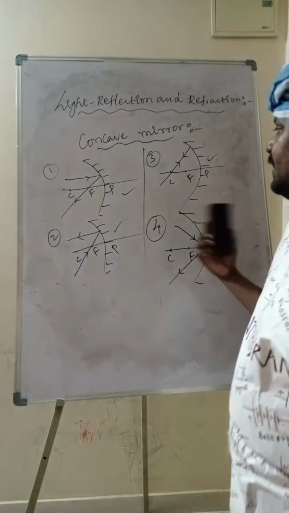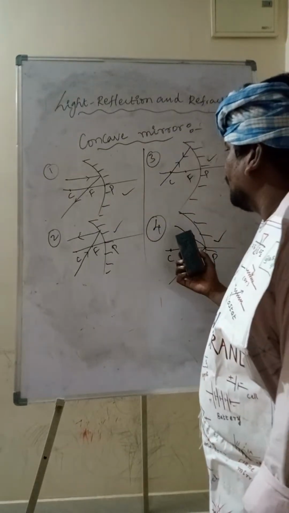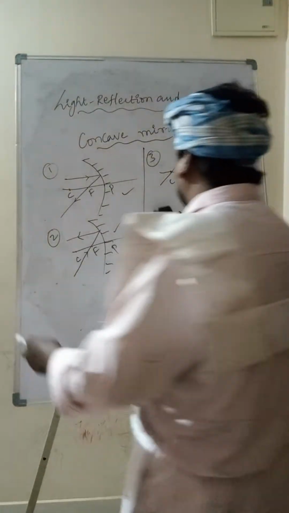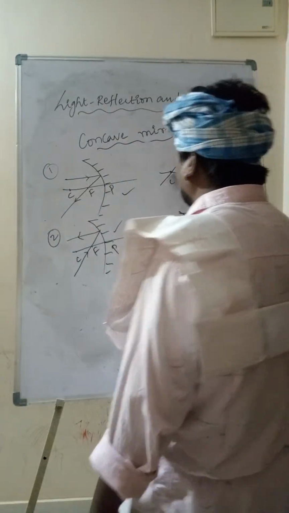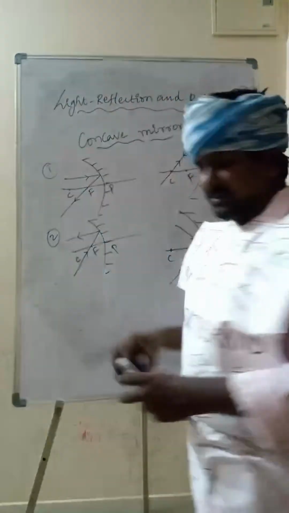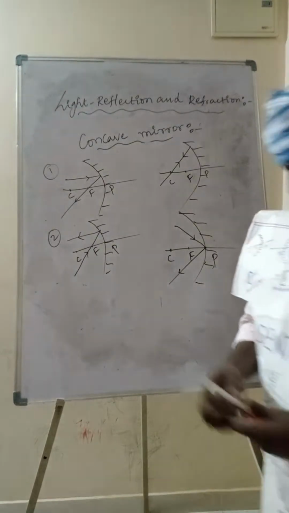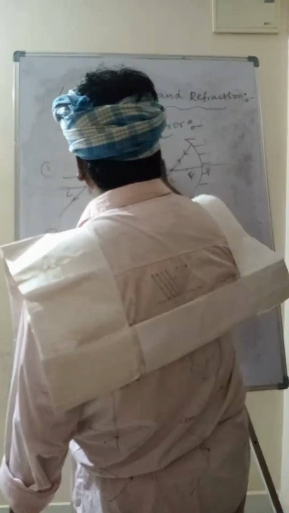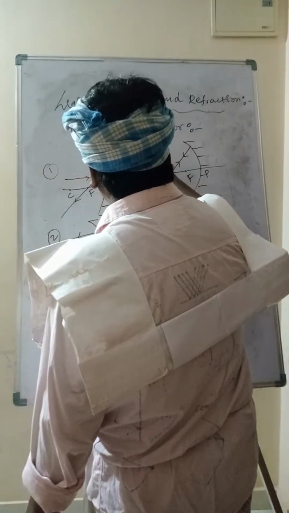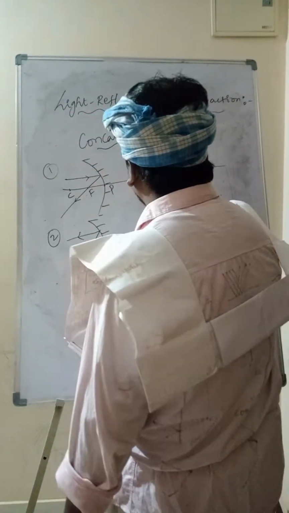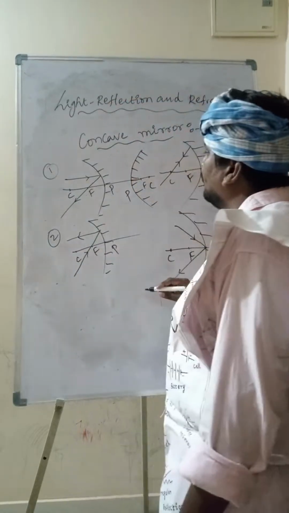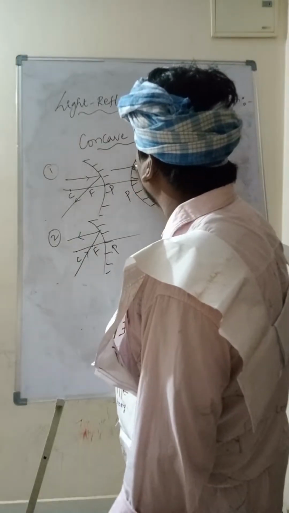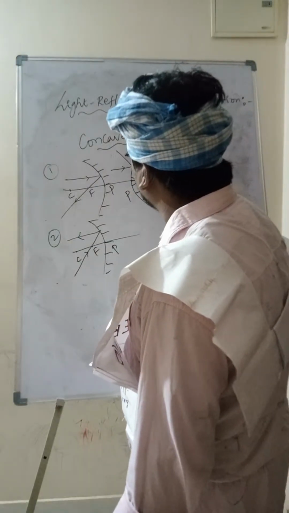Even the convex mirror will be the same. If you want, I will draw the convex mirror also, so I will show how it is. Okay, considering the convex mirror, if you take a light ray like this, reflection takes place outward. Here is the pole, focus, center of curvature. One light ray coming from infinity after reflection passes through focus.